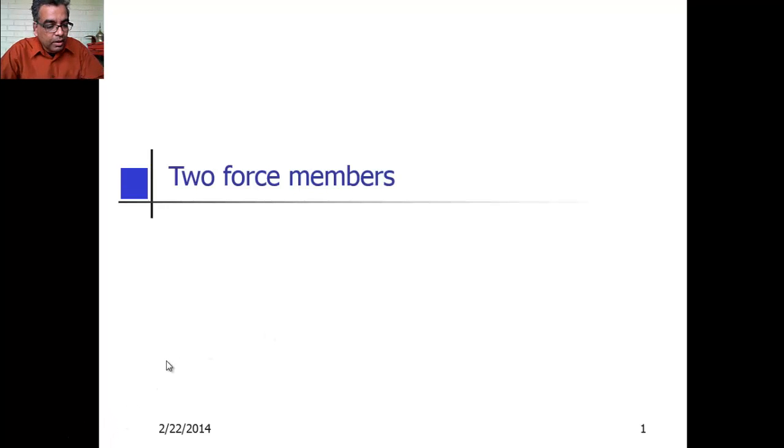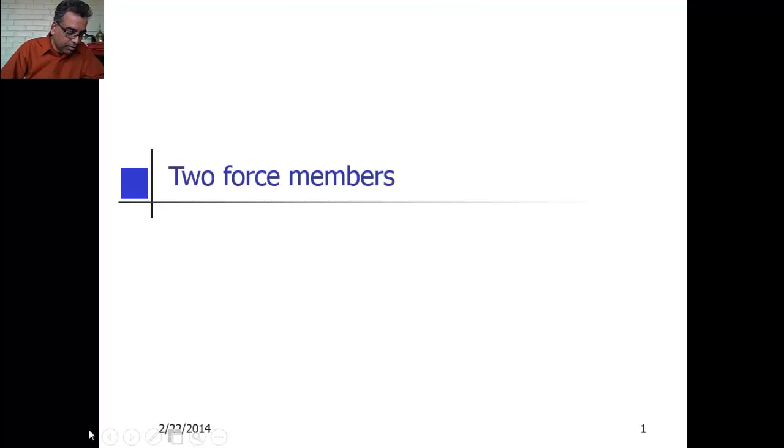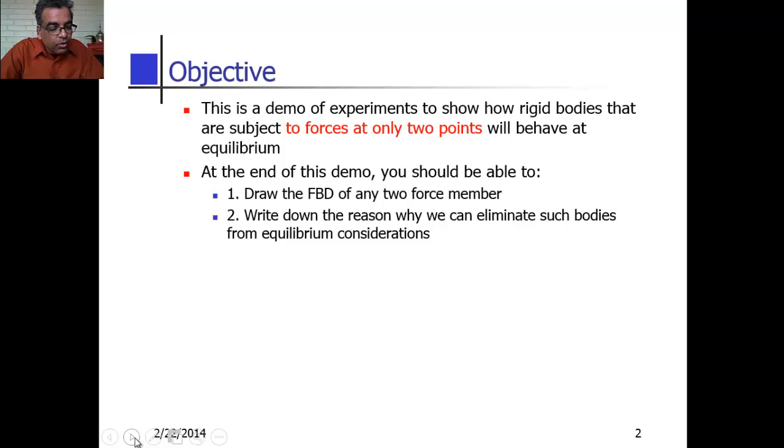Today we are going to talk about special kinds of rigid bodies which are called two-force members or two-force bodies. Okay, so let's see what these two-force bodies are and why we care about them. We are going to show some experiments to show how rigid bodies that are subjected to forces at only 2 points will behave at equilibrium.